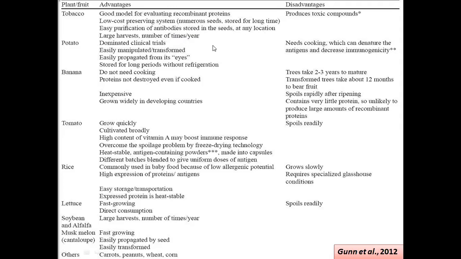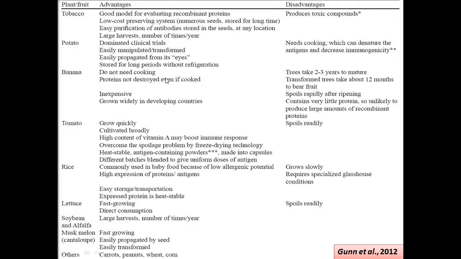And next, in case of the potato, we can get dominated clinical trials, easy manipulations and transformations can be done, and it can be propagated from its eyes and stored for longer periods without refrigeration, but it needs cooking. So during cooking, denaturation of the antigen can take place, thereby decreasing the immunogenicity. That is one major disadvantage in case of potato edible vaccine.